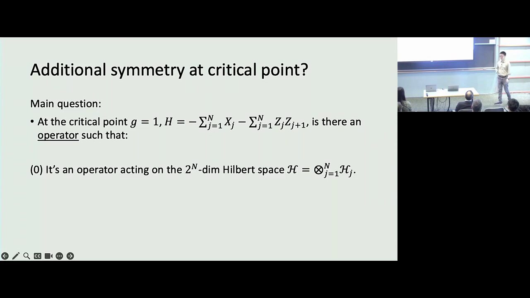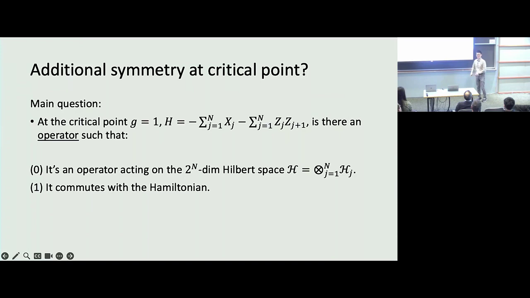Second, we can talk for hours about what it means to be a symmetry, and it's a very interesting conversation. But I think everyone will at least agree that at bare minimum, it has to lead to a conserved operator. And what do I mean by conserved? It has to commute with the Hamiltonian, the quantum Hamiltonian of the model. So I want the operator to commute with the Hamiltonian. This is not a sufficient condition for what I have in mind to be a symmetry, but it's at least a necessary condition.